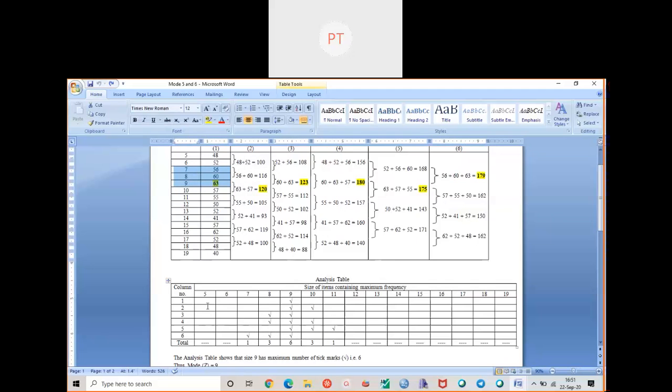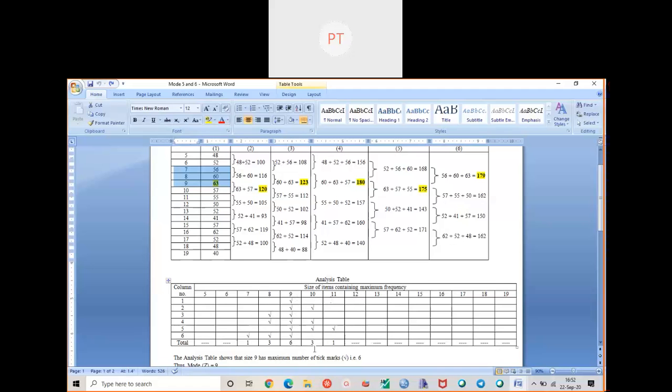After which we will do the total. For 5 we have nothing, for 6 we have nothing. It's 0, just give a dash here. For 7 it is 1 because only one time it has been ticked. 8 has been tick marked 3 times, 9 for 6 times, 10 for 3 times and 11 for 1 time. The rest are not appearing.